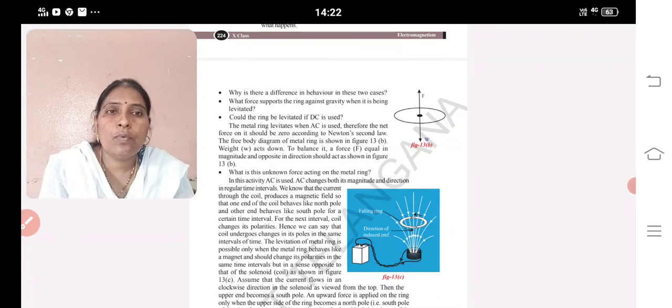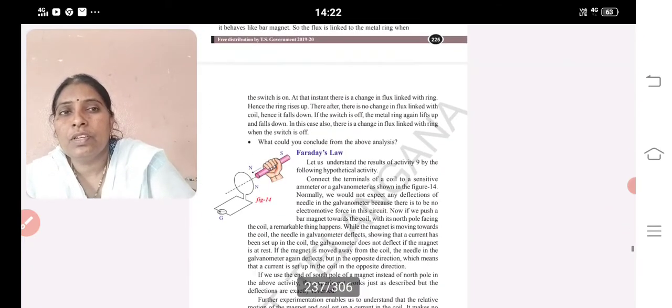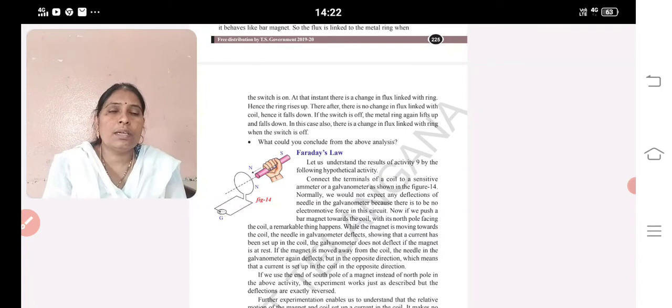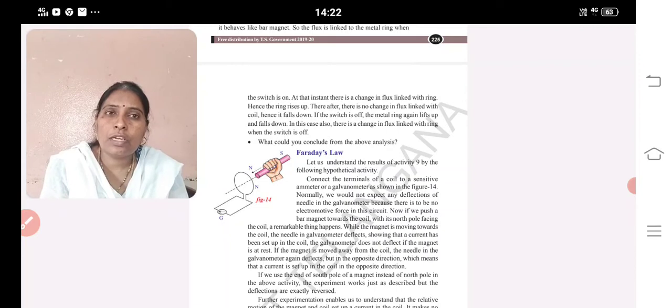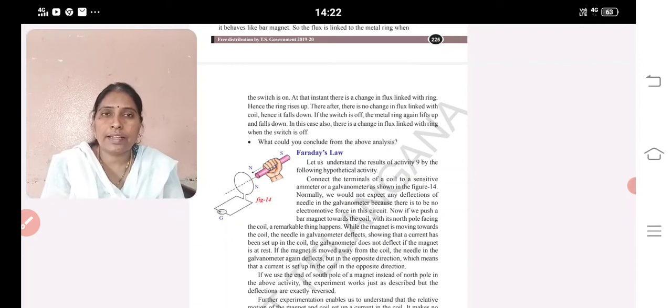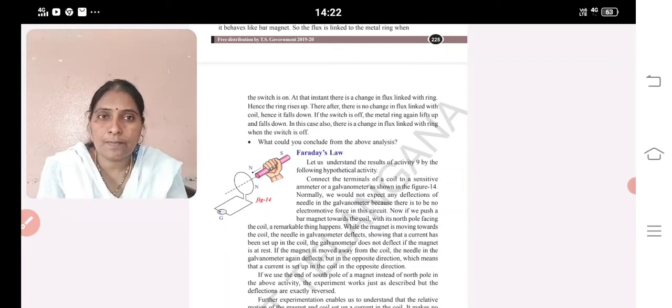Assume that the current flows in a clockwise direction in the solenoid as viewed from the top. To understand why the ring levitates when current is passed, let us take a parallel experiment: a copper coil whose two ends are connected to a galvanometer. A galvanometer is a device which shows a deflection when current passes.